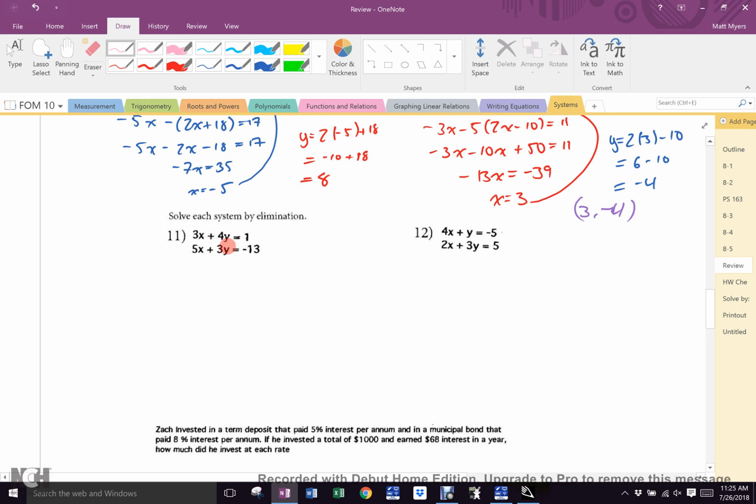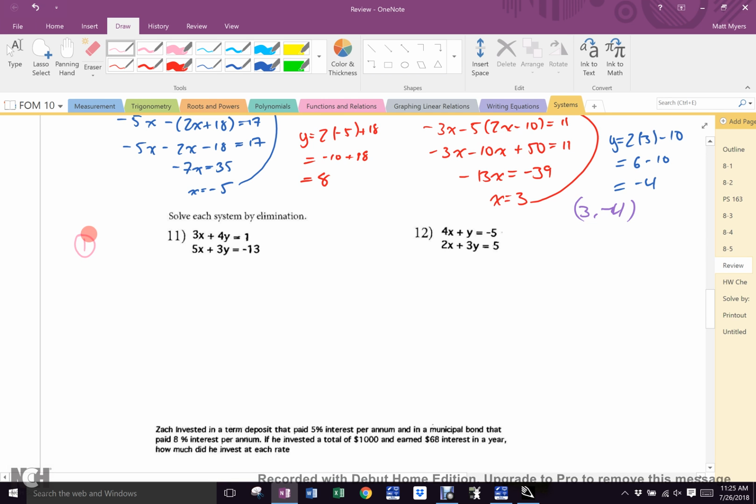Can I eliminate either of these? No, I cannot. Why not? No numbers are the same, so I have to change the way they look. What's the only thing that allows me to change the way they look? Multiply or divide. Can't divide because there's no common factor, so I got to multiply. So, you get 1 mark for recognizing you have to change them. So, 1 mark just for doing the multiplying.